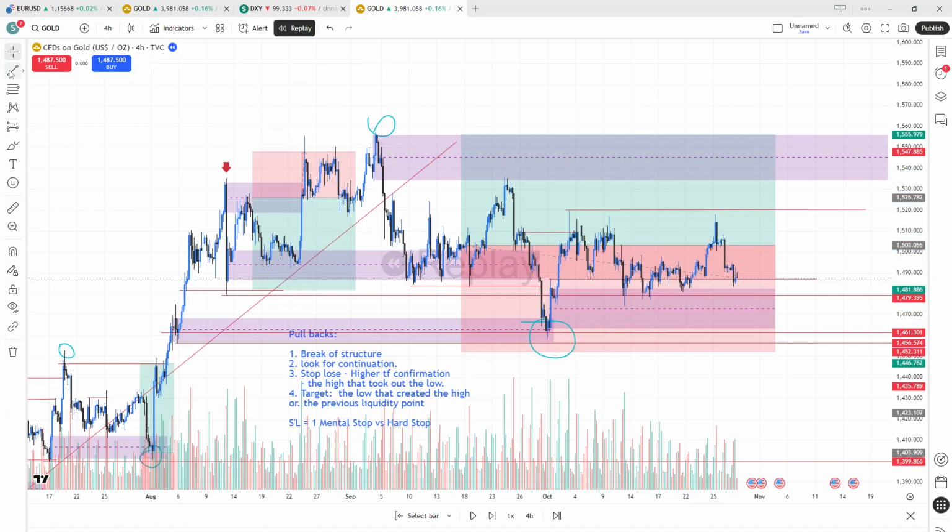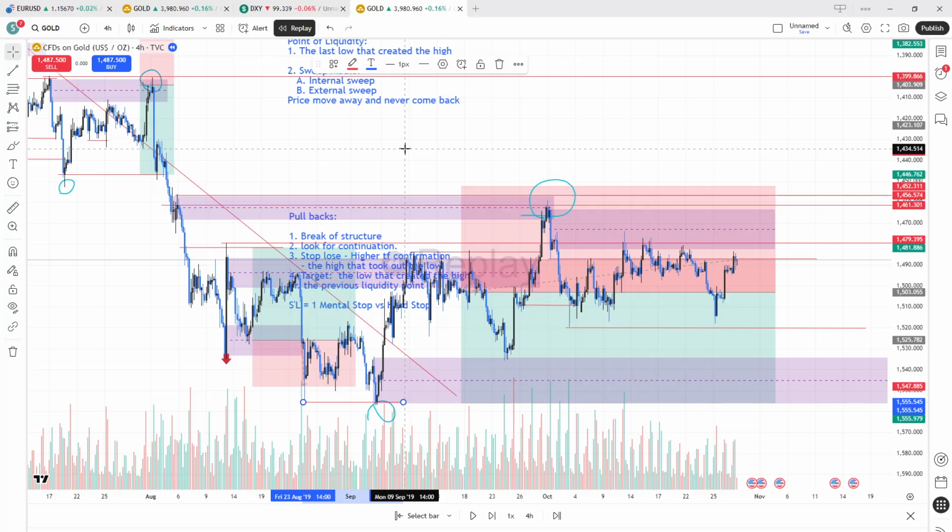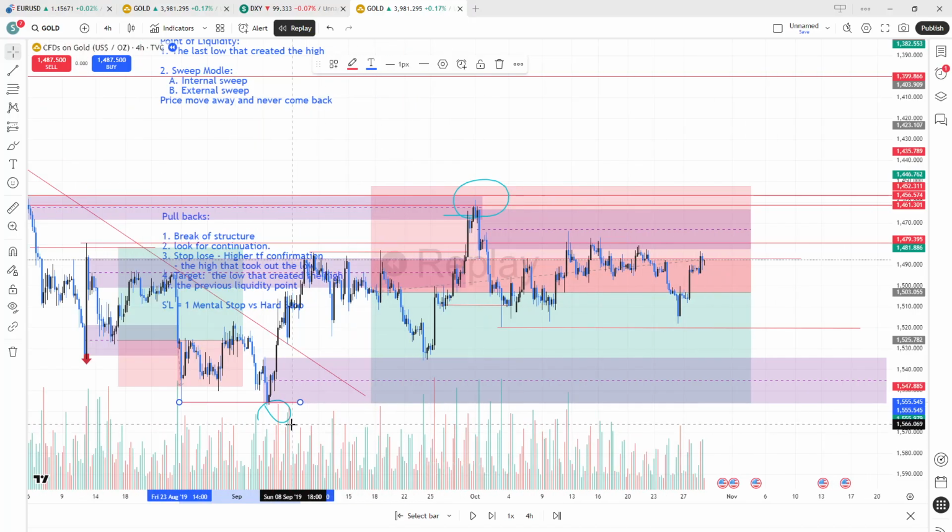Okay, full on move down, because this gave you the sweep model too, right? You sweep. Let me invert this. Okay, where are we? So yeah, we sweep the internal and the external, right? For that move right here. We swept the internal and the external for that move.